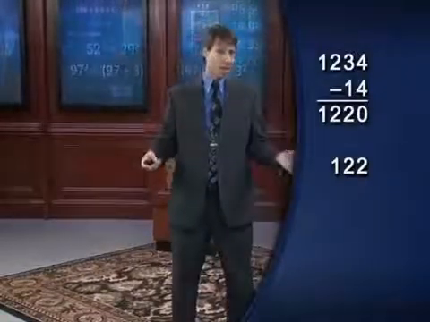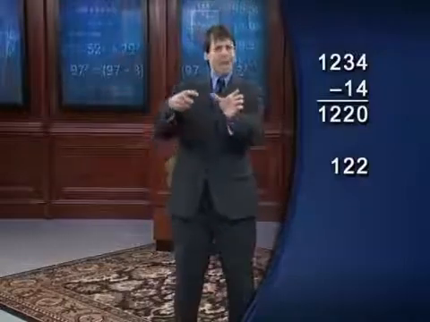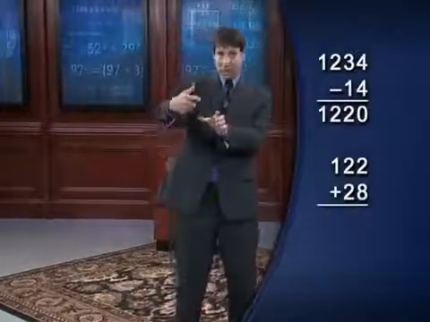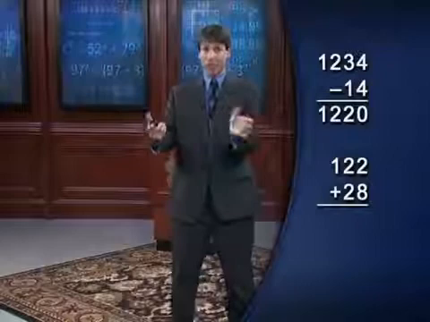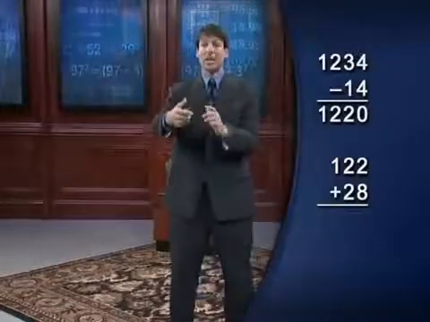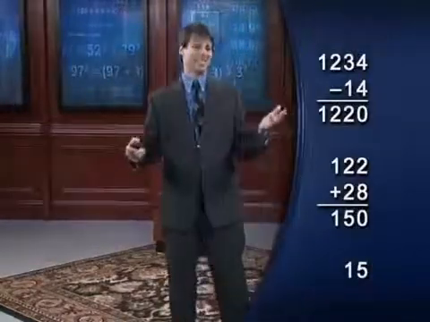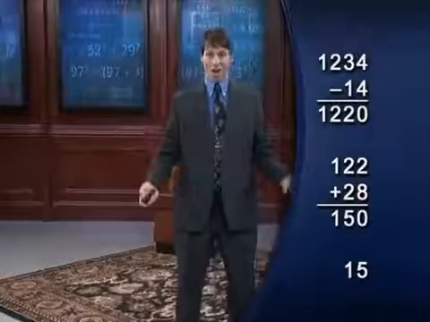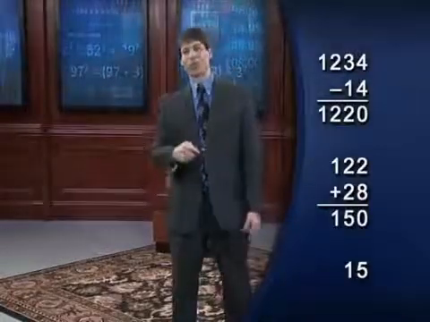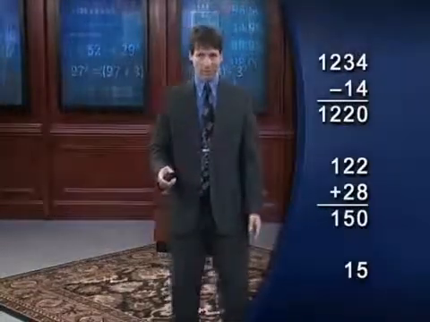Well, you might not know, so let's create a 0. Let's add 28 to that, because 28 is a multiple of 7. 122 plus 28 is 150. You created a 0, now kill the 0 to get 15. Is that a multiple of 7? No. Therefore, the original number is not a multiple of 7.